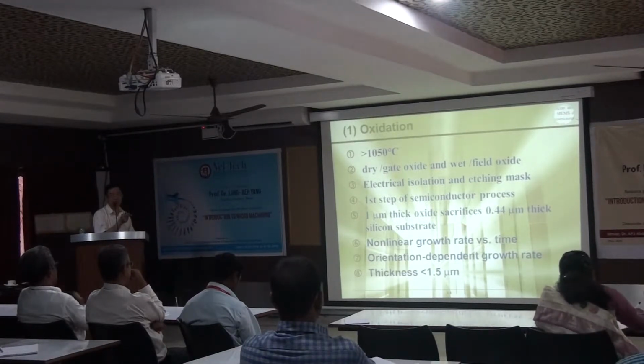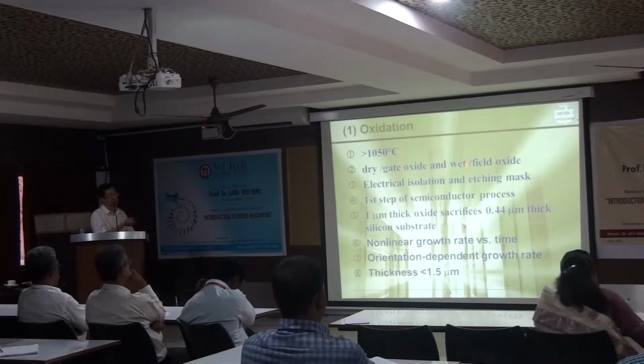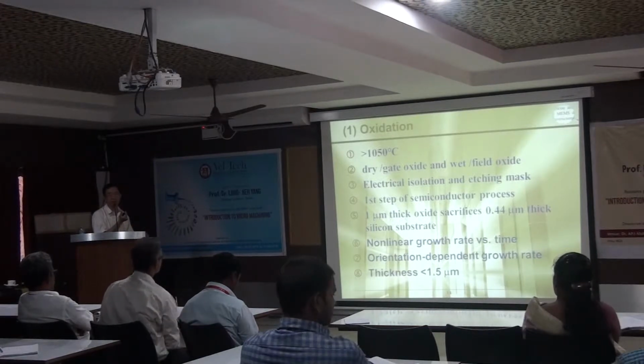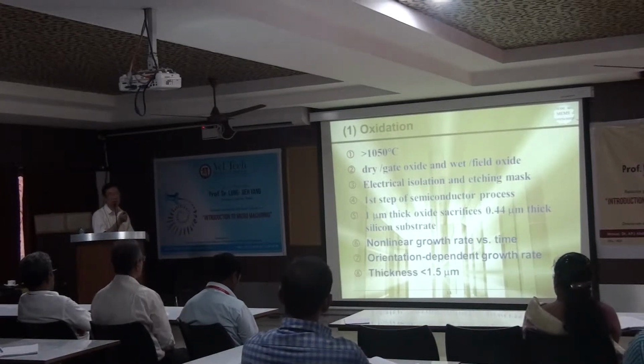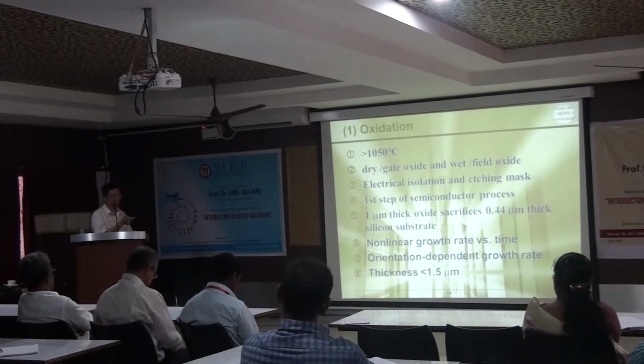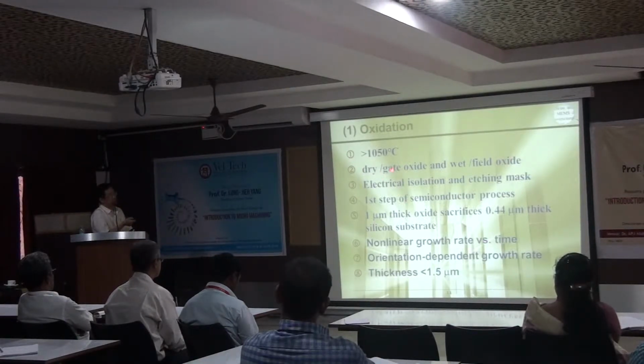We provide the water vapor into a high temperature furnace. We can grow the wet oxide or field oxide at a very high speed. So about 1 micron maybe only needs about 3 to 4 hours of growth. You can have 1 micron thick wet oxide. For the dry oxide, gate oxide, we don't need it to be very thick.